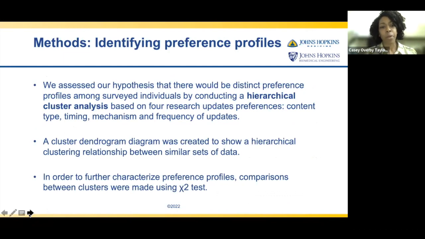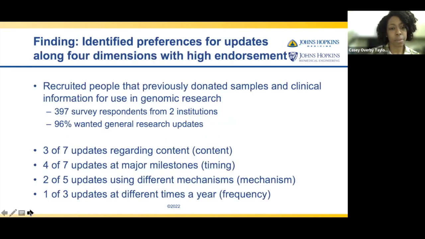So our strategy to identify preference profiles, we wanted to assess the hypothesis that there would be distinct preference profiles among surveyed individuals using hierarchical cluster analysis. And this was based on 4 specific research update preferences around content type, timing, mechanism, and frequency of updates. We did this with a population of existing study participants in genomic research at two institutions, and we used a cluster dendrogram diagram to show the clustering relationships between the data. And our aim was to characterize these preference profiles by making comparisons between the clusters to see what features were distinct between them and which were similar.